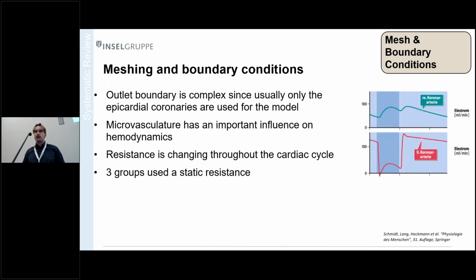Real quick note on the outlets. The microvasculature is actually very important for the hemodynamics, but we can't image that. It's very small, but you can see here on the left side, on the bottom, the flow for the left coronary, and on top for the right coronary, and the dark blue shows when the heart contracts. And when the heart contracts, the microvasculature also gets compressed, and the resistance increases a lot, so we have a changing resistance basically over 1 cardiac cycle.